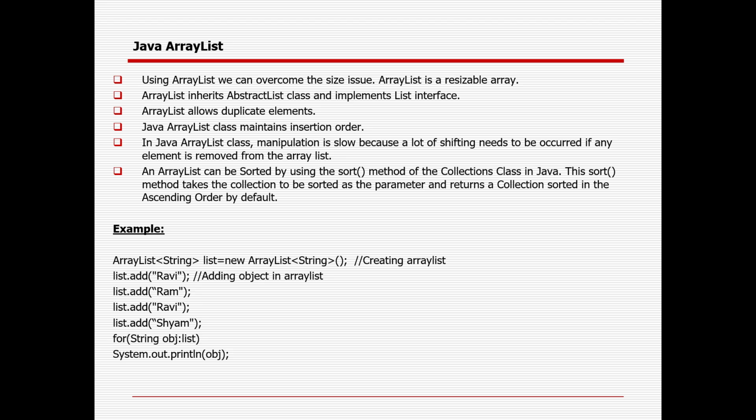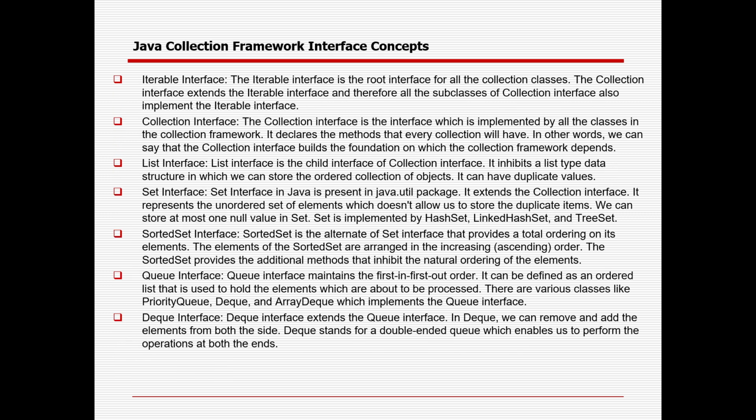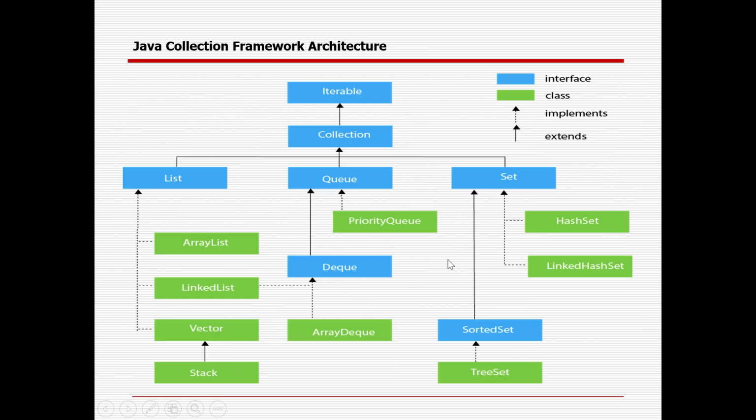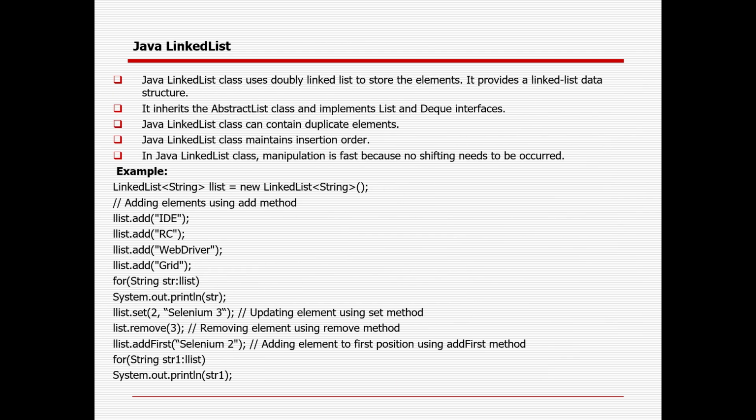Now, LinkedList, similar kind of stuff. I'll cover the LinkedList, then I will take any questions. Similar kind of stuff, but LinkedList is implementing the Deque interface. So what is the object of Deque? It is a double-ended queue. We can do the operation from both the sides, right? So that is the only added advantage for the Deque, for the LinkedList.